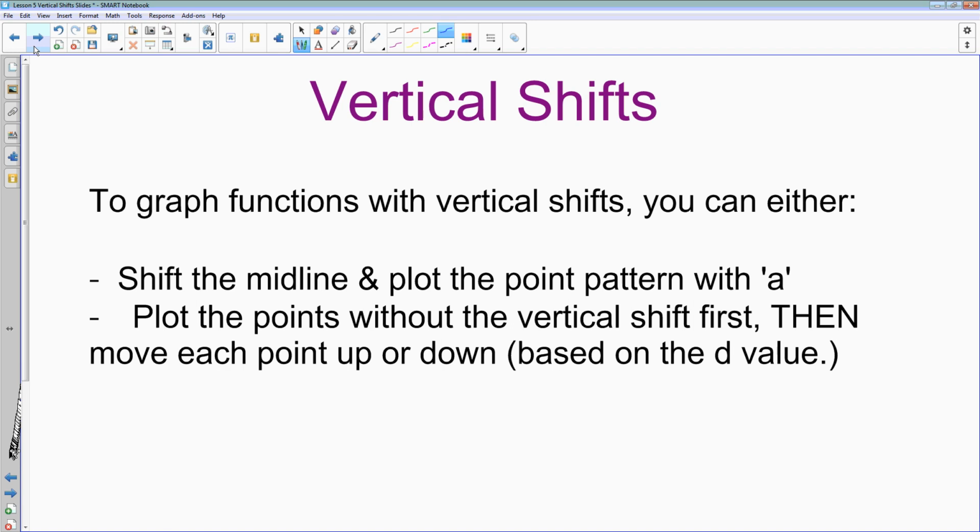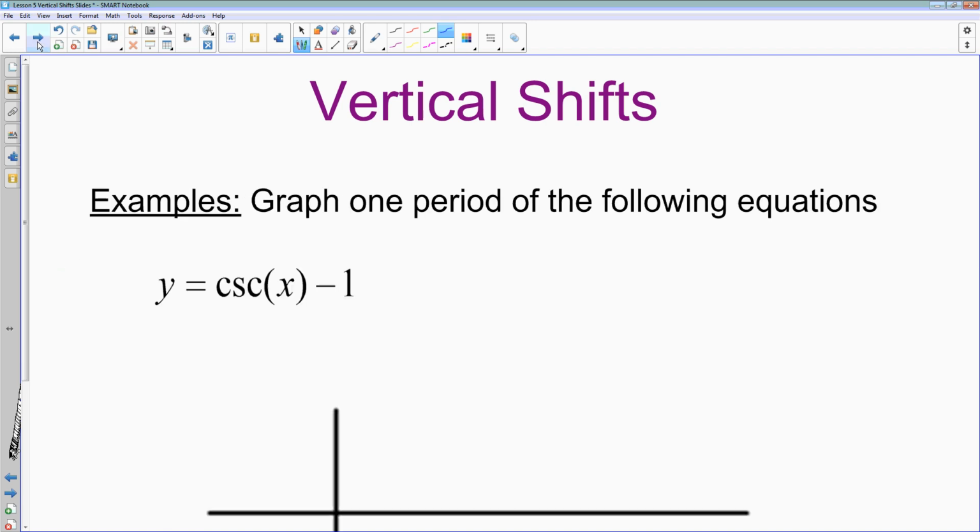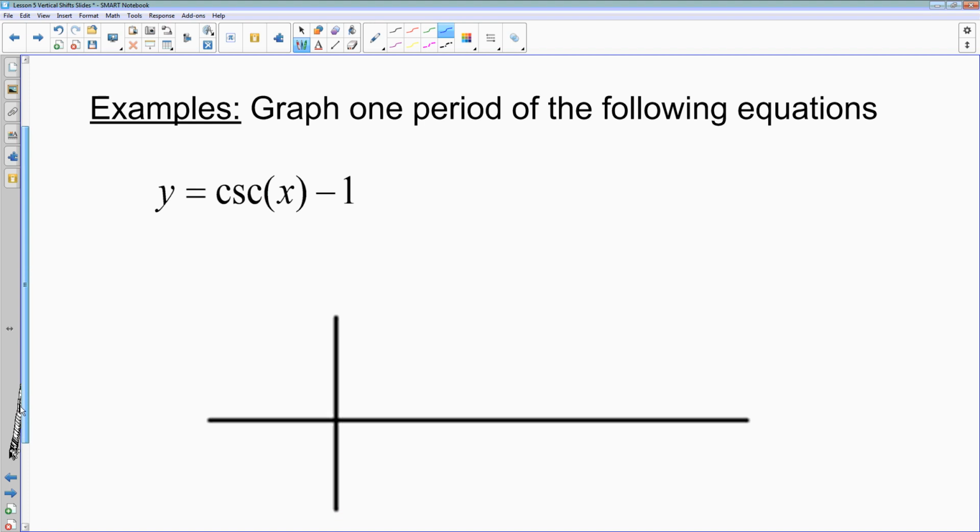So to graph functions with vertical shifts, you can either shift the midline and plot the point pattern with your a, or you can plot the points without the vertical shift first and then move each point up or down based on the d value. I tend to do this one. So let's take a look. Let's do some examples here.